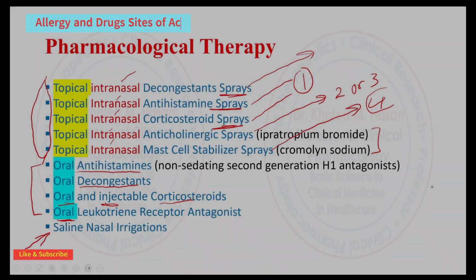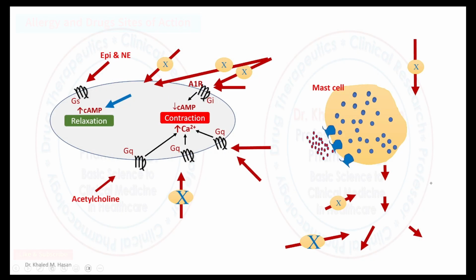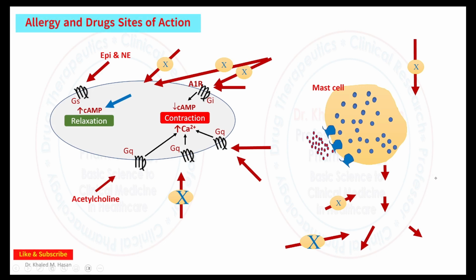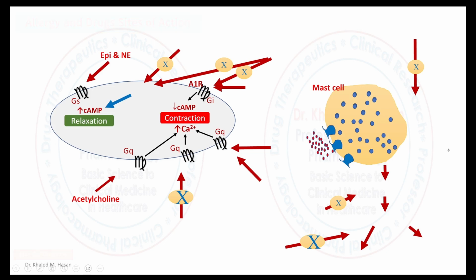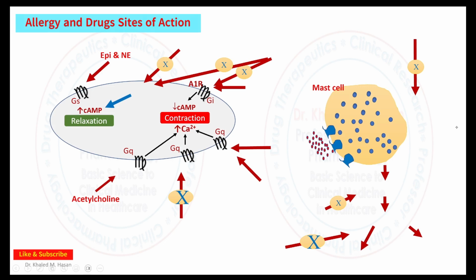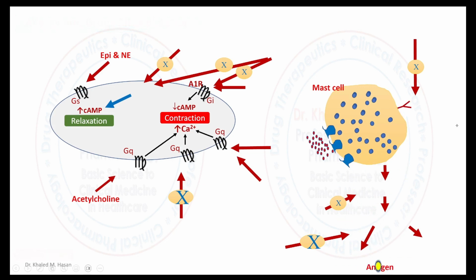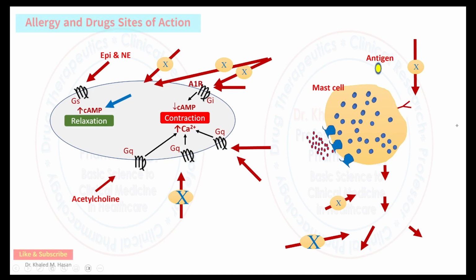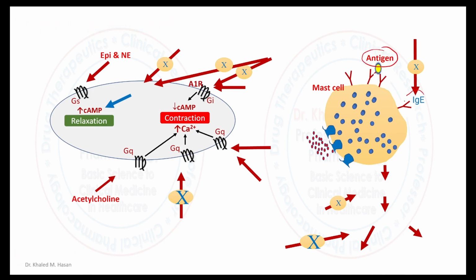Okay, so in this slide, this slide demonstrates the clinical pharmacology approach of allergic rhinitis. As you can see in the slide here, we have the mast cells exposed to the allergen. The allergen binds to the IgE.